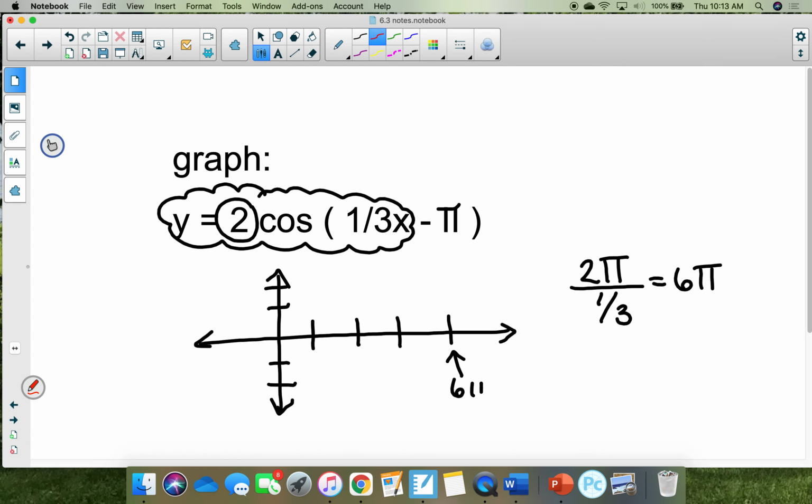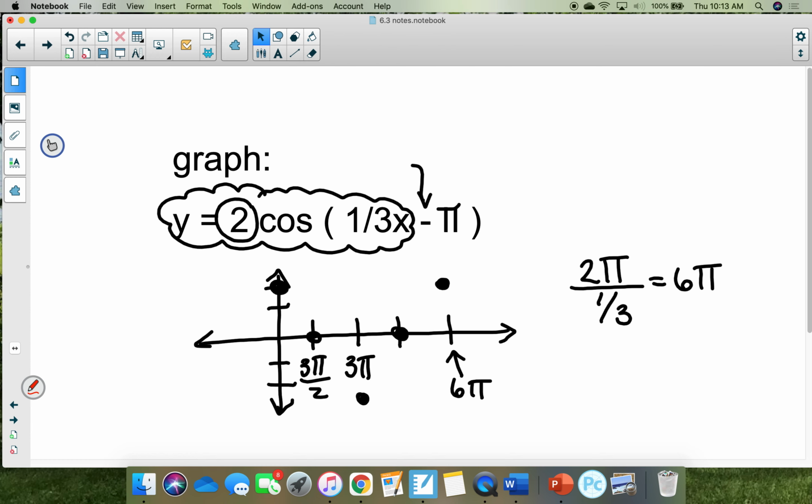I don't think we've ever had a 6 pi. Half of 6 pi is 3 pi, and half of 3 pi is 3 pi over 2, and so on. You're going to graph that one, and cosine starts at 2, it comes down, goes down, comes back up, and goes back up. Now you're not going to sit and connect them because that's not the answer to the problem.